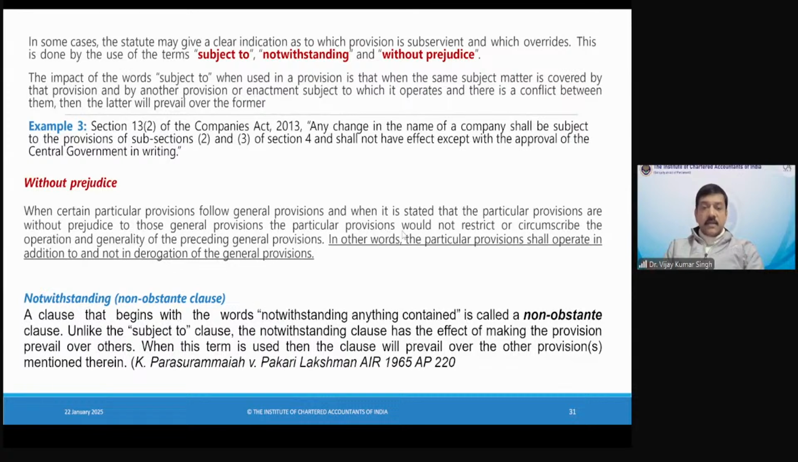Now, you must be noticing that the basic principles are applicable in all these rules of interpretation, right? So say, for example, the intention of the legislature. What are you doing in literal interpretation or harmonious construction or mischief rule? In all these rules, you are trying to find out the intention of the legislature, right? So that is the principle which is applicable to everyone.